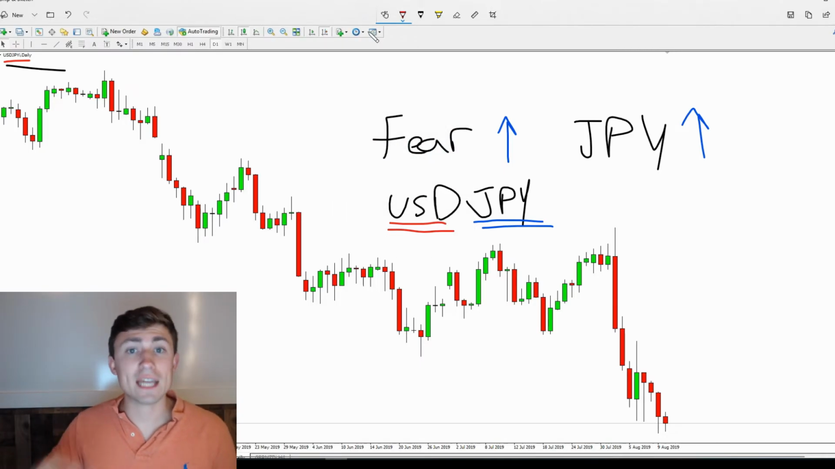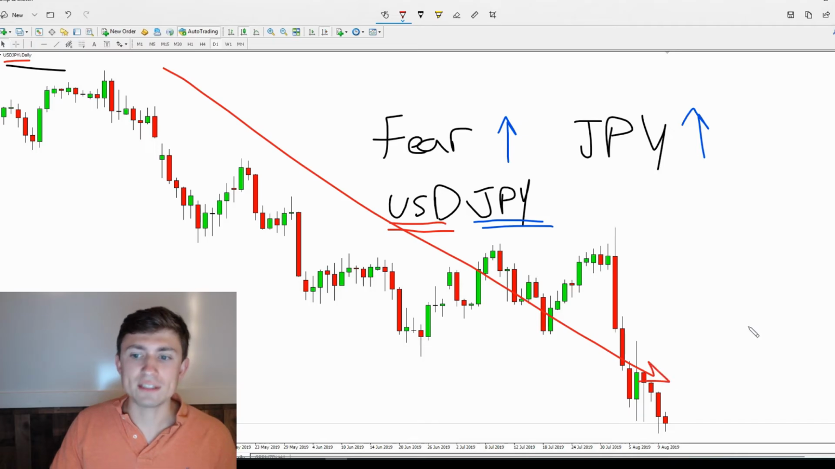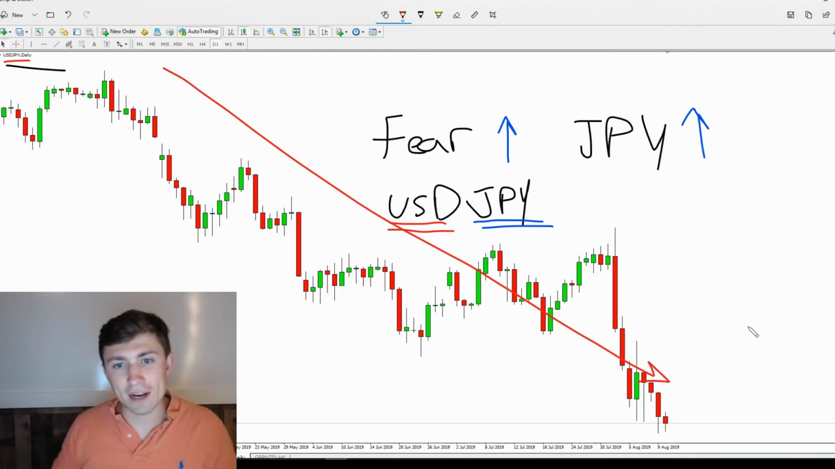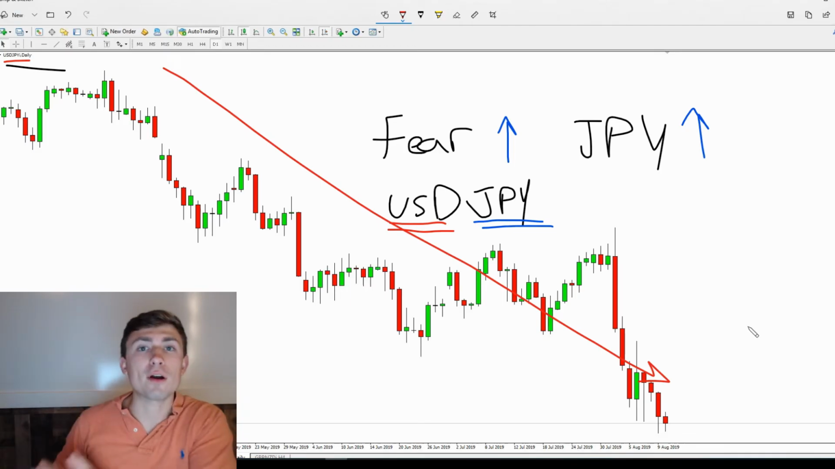So in a lot of cases, what you're going to see when the market gets scared, like we're seeing currently in this example, USDJPY makes a movement to the downside. Typically USDJPY responds to fear, right? As people are more scared, they sell off USDJPY, they sell off their dollars in favor of the yen.